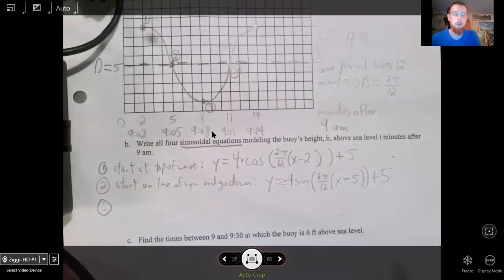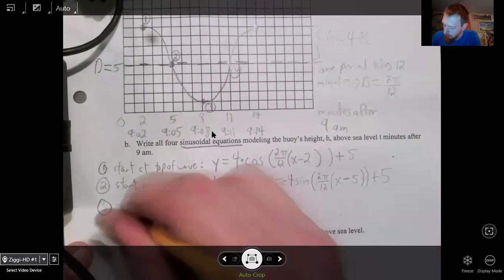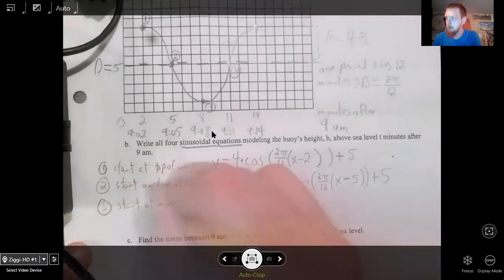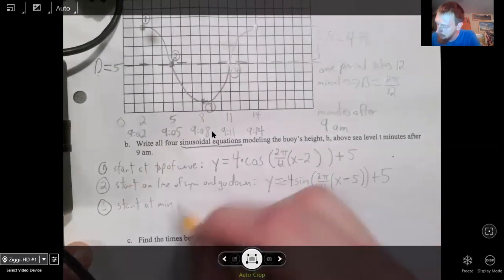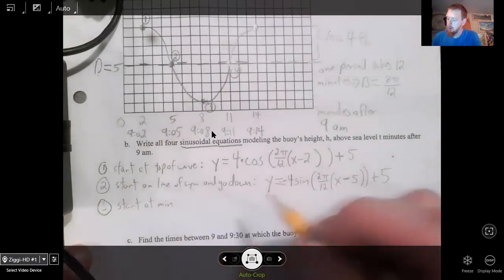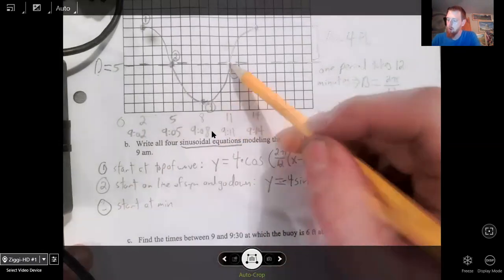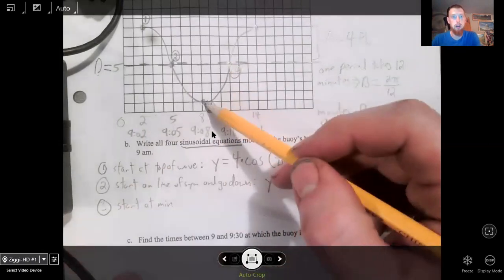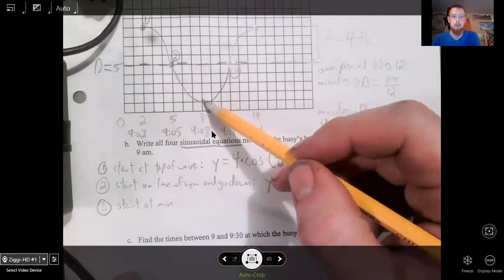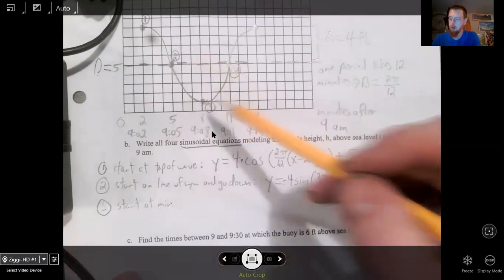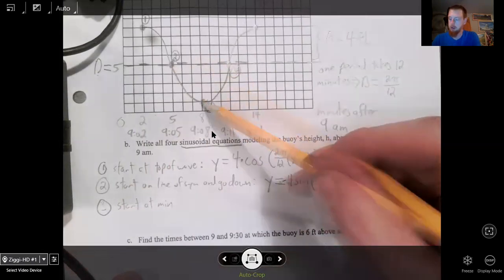Sorry, I don't have a pencil sharpener, so I'm trying to pick the sharpest pencil so that you can see this the best. What if we start at the minimum at point 3? If we start at the minimum and go up, this looks more like a cosine function. Why is that? Because we're not starting on the line of symmetry.